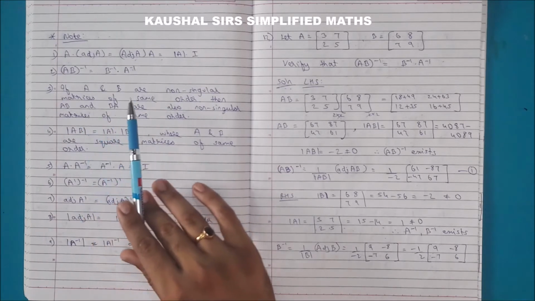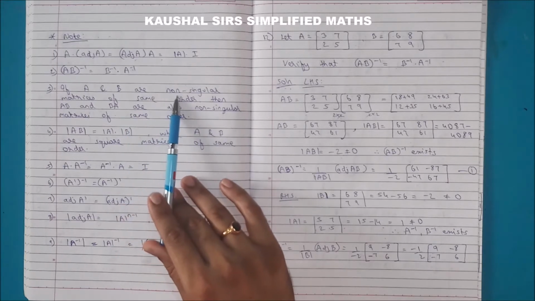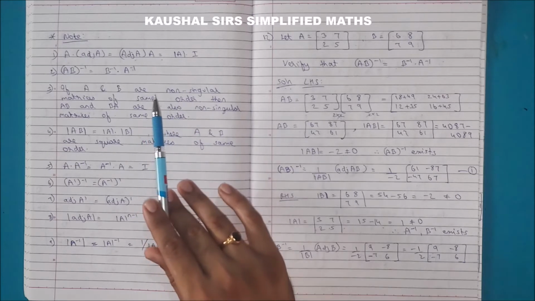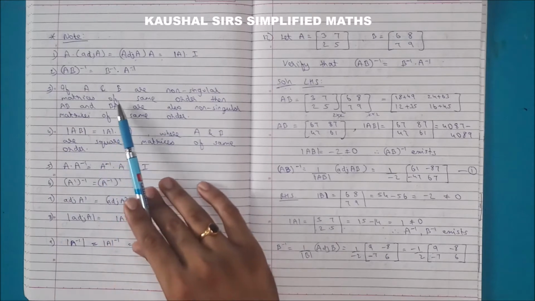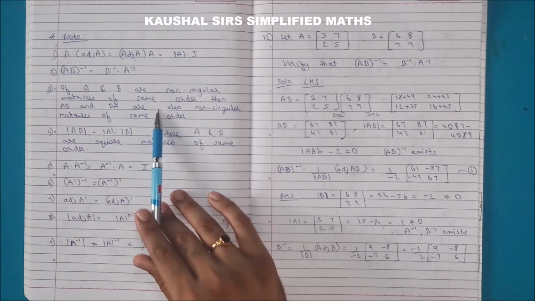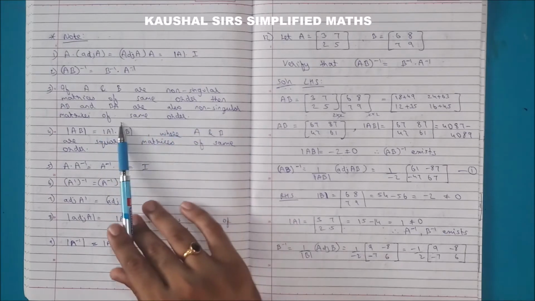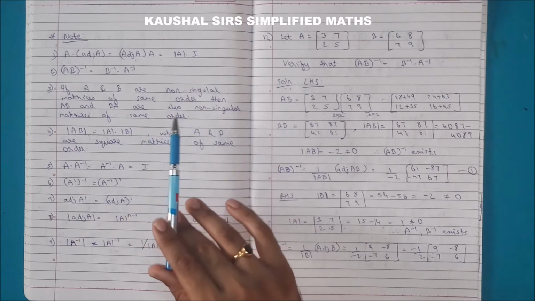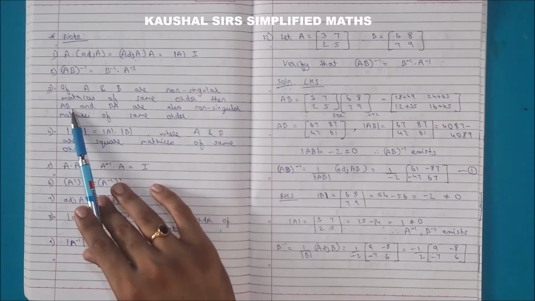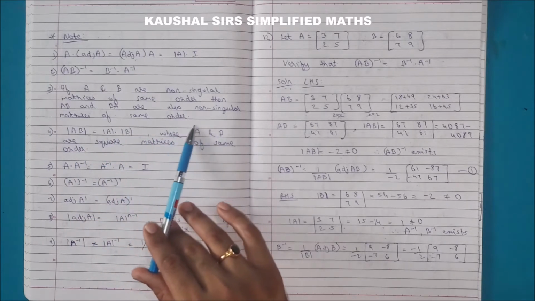Third point, if A and B are non-singular matrices of the same order. What are non-singular matrices, students? In the last lecture we have seen, if the determinant of A is not equal to 0, then we say that A is a non-singular matrix. So here, if A and B both are non-singular matrices of the same order, then AB and BA are also non-singular matrices of the same order. Okay, तो अगर A and B individually non-singular हैं, तो after we take the product, the resulting matrix that we get would also be non-singular.